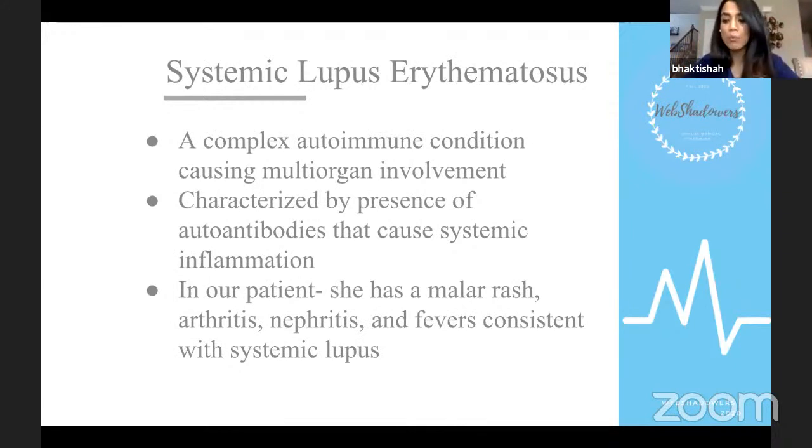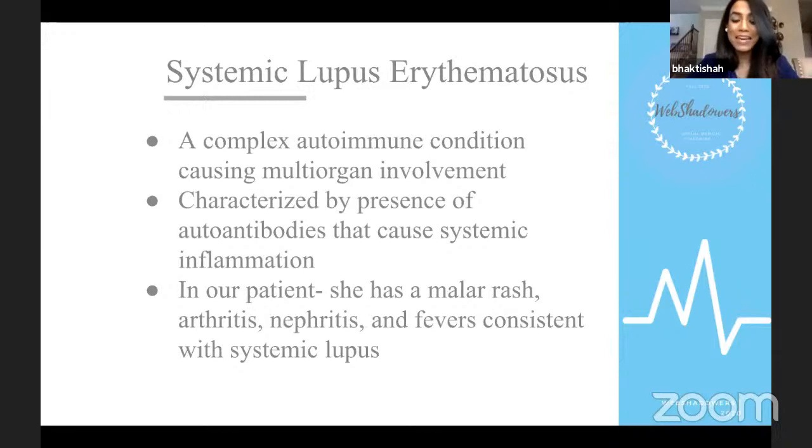A question just came up: what would the bubbles in the urine indicate? Bubbles in the urine would indicate that there is protein leaking out from her kidneys. Her kidneys are inflamed, and the small units of the kidneys called the glomeruli are not able to filter the proteins back in. So she is excreting these proteins, which is what's causing the bubbles in her urine. She's also dealing with fevers. This is all consistent with systemic lupus.